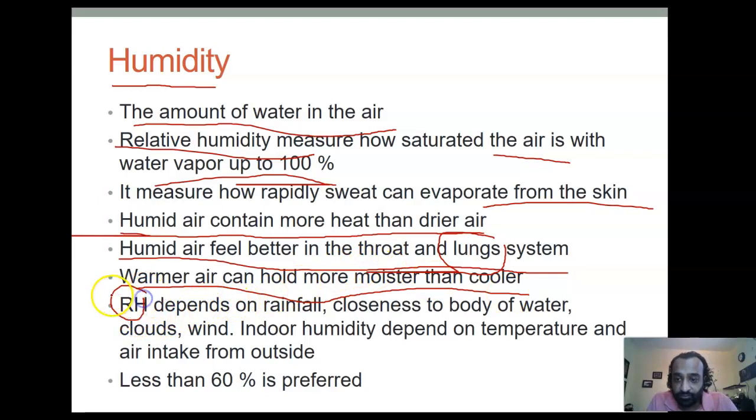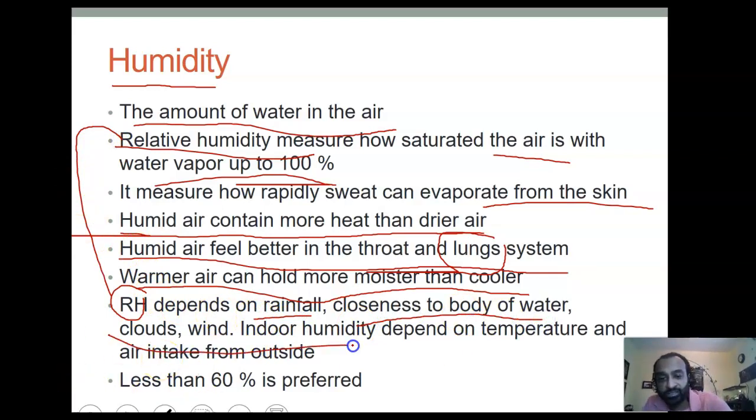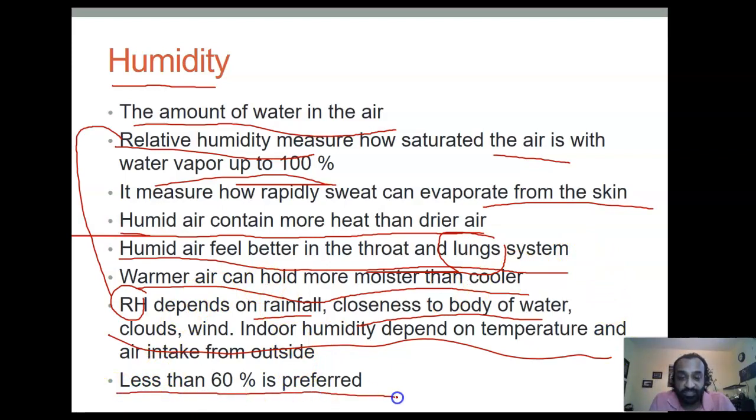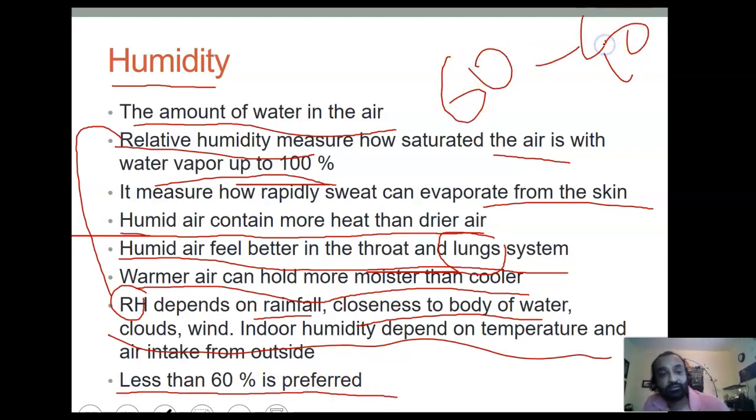Relative humidity, RH, depends on rainfall, closeness to a body of water, clouds, winds. Indoor humidity depends on temperature and air intake from the outside. So there's a lot. The source of humidity is water. So if you live close to water, if you have a lot of water sources in your house, probably you'll have a lot of humidity in that area, and we'll talk about that as well. So we prefer to have less than 60% humidity and more than 40, so between 40 and 60% relative humidity.